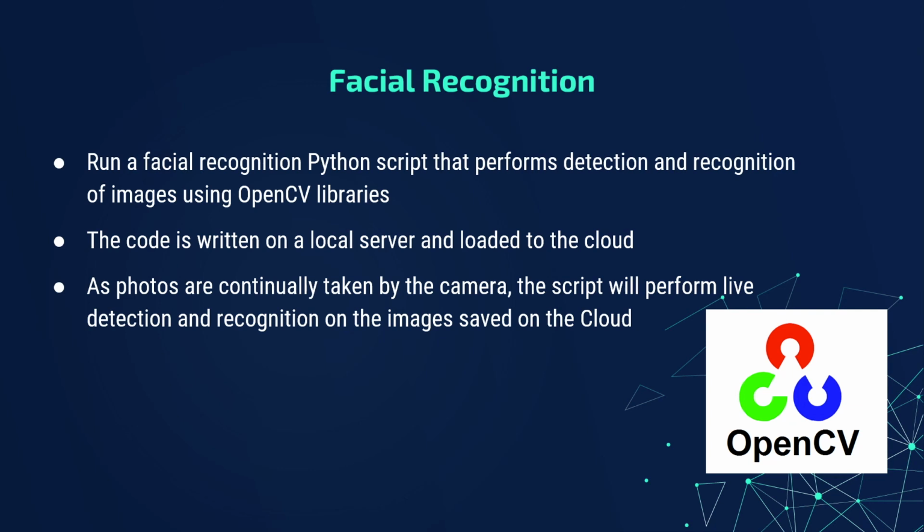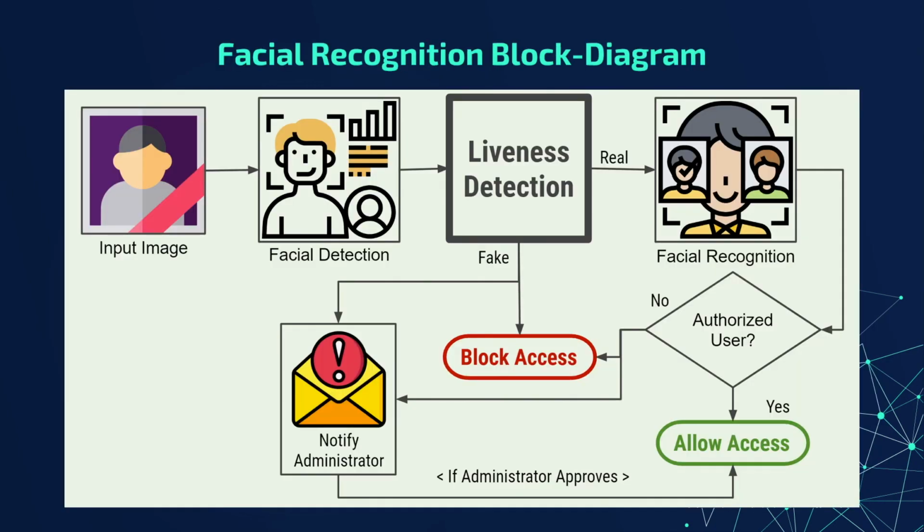Now we will move forward to explaining the purpose behind detection and how it works. This is the facial recognition block diagram in which the input image is taken for facial detection. After that, it goes for liveness detection, where it determines whether the image is real or fake. If the image is real, it goes for recognition, where it is decided whether you are authorized or not. If you are authorized, then you are granted access. If you are not, you are denied, or the recovery mechanism is triggered. If the image is fake, automatically you are denied access or it will trigger the recovery mechanism.